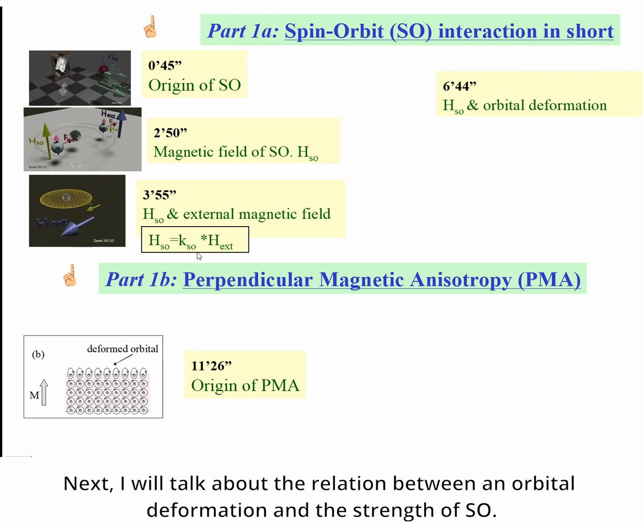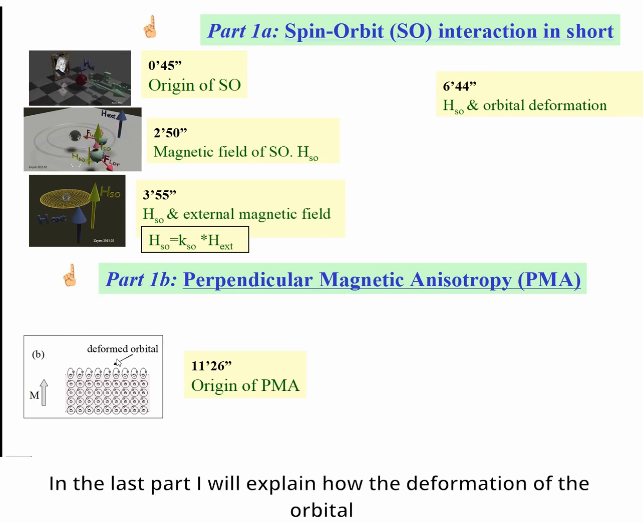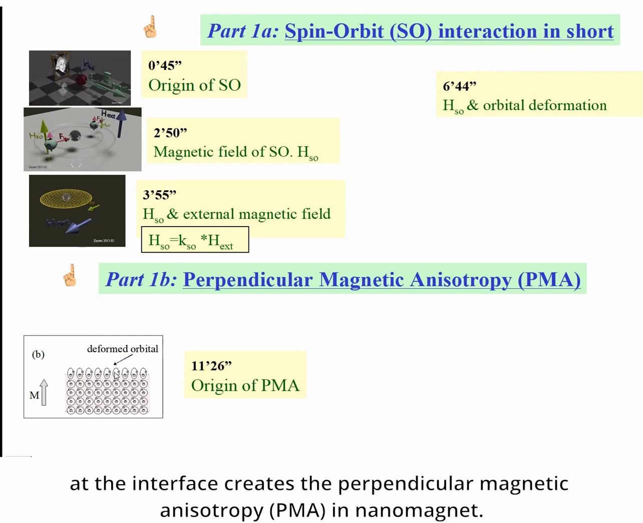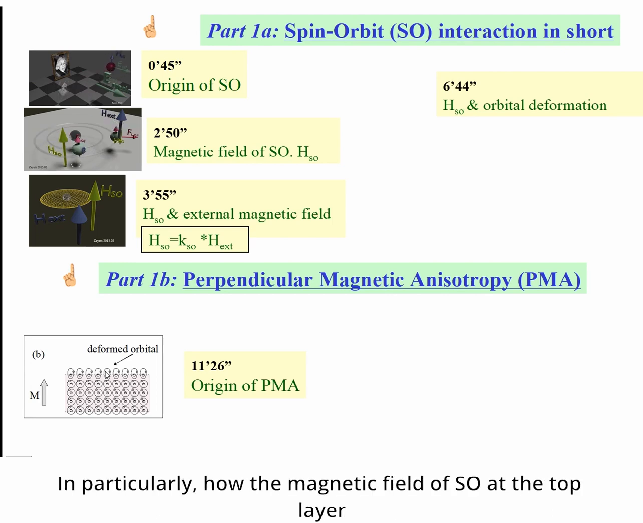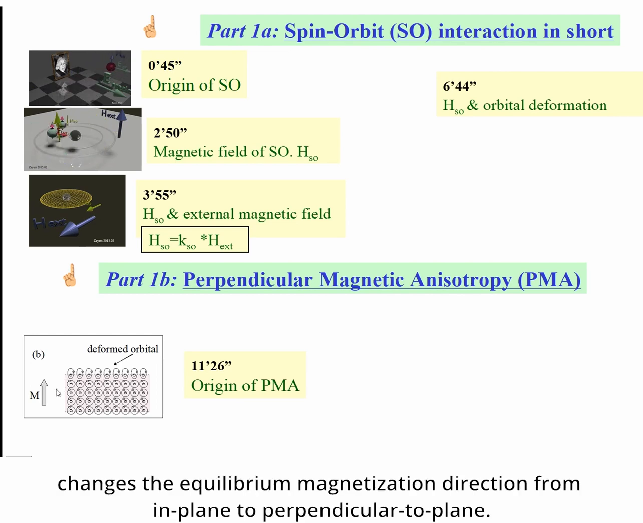Next, I will talk about relation between an orbital deformation and the strength of spin-orbit interaction. In the last part, I will explain how the deformation of orbital at the interface creates a perpendicular magnetic anisotropy in nanomagnet. In particular, how the magnetic field of spin-orbit interaction at the top layer changes equilibrium magnetization direction from in-plane to perpendicular to plane.